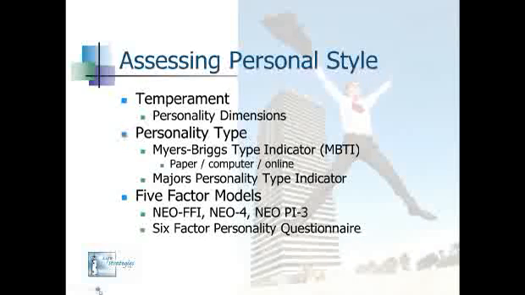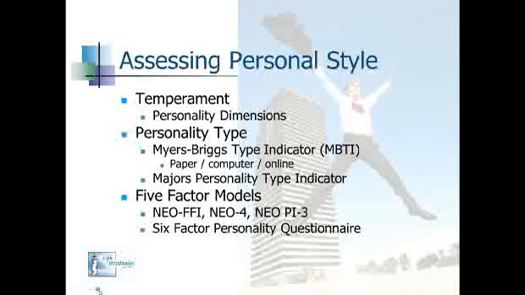Then there's personality type, so this is based on Jungian theory. There's the Myers-Briggs Type Indicator. There's also the Majors Personality Type Indicator, which is a relatively new tool. It gives you a Myers-Briggs type code, so the 16 codes are the same, but it approaches the assessment a bit differently. It's a tool that I quite like. And then there's also the five-factor model, so the NEO suite of tools, and the six-factor personality questionnaire.